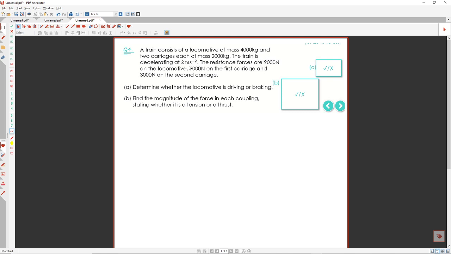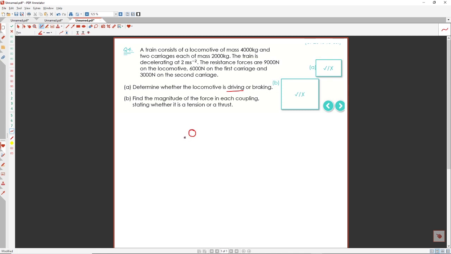So we've got loads of information in this question, but the key thing we need to spot, if we're trying to figure out a driving or a braking force, it's the same thing, it's just whether it's accelerating or decelerating. That means we're going to be ignoring the tension forces, the coupling forces in between or maybe their thrusts, we'll find out later. Which means we need to work with the whole system to start off with.